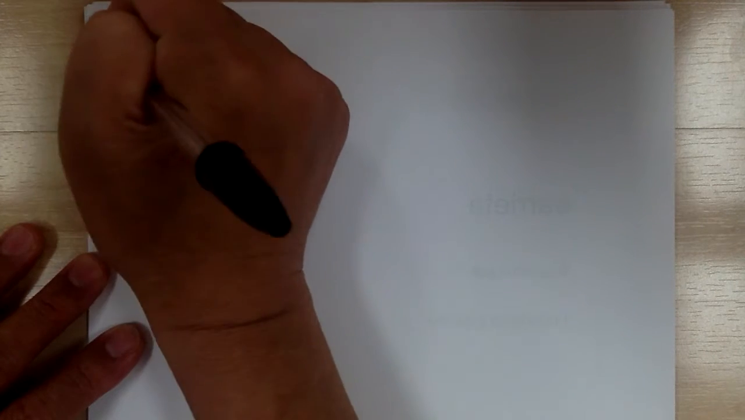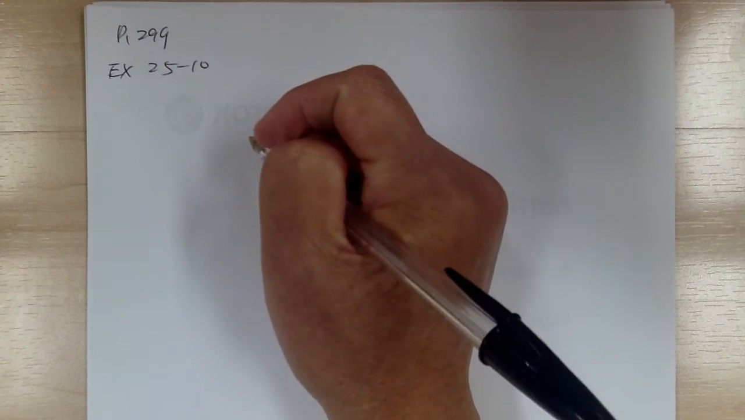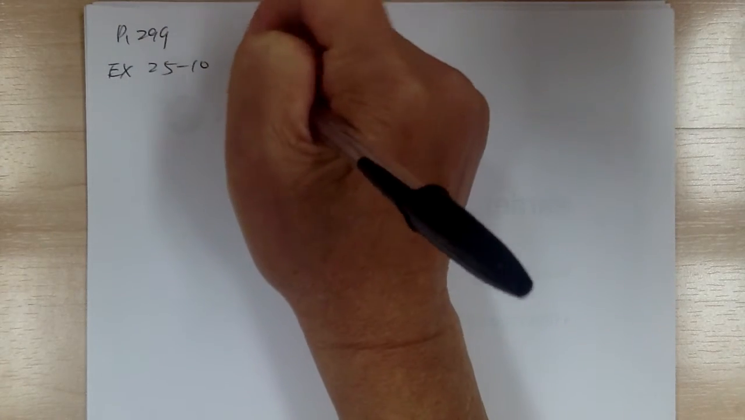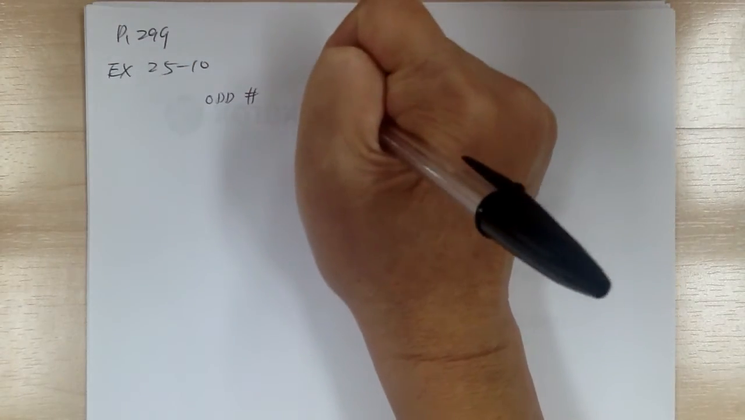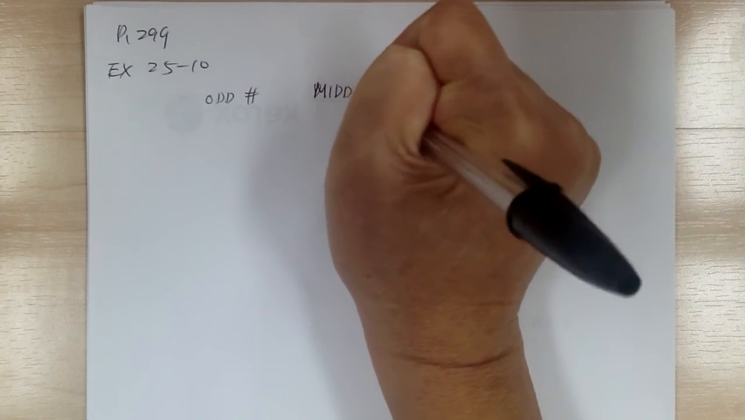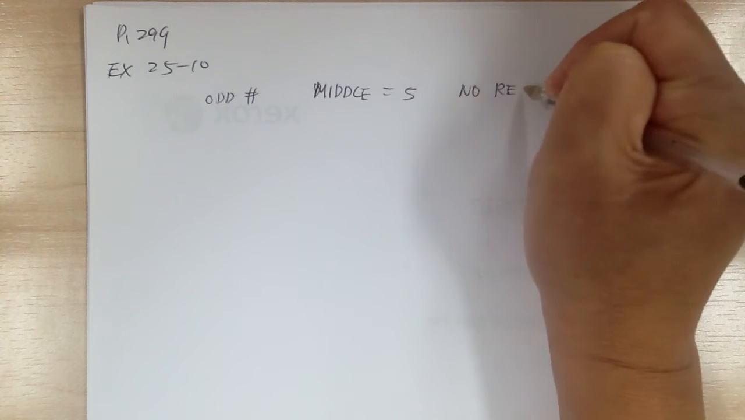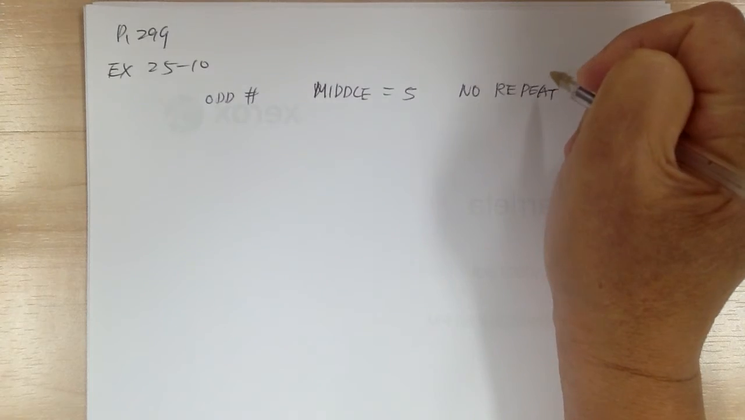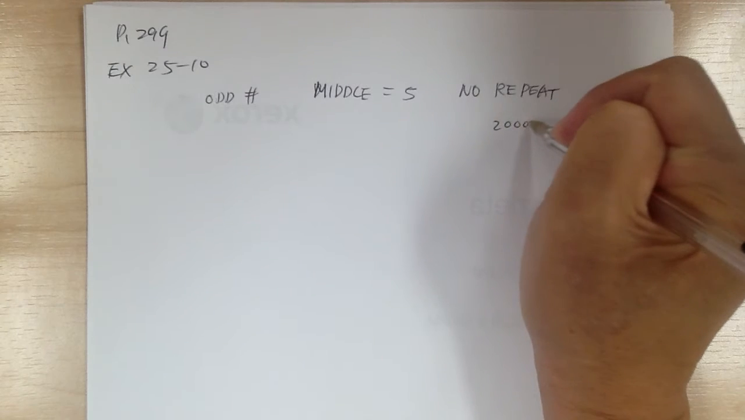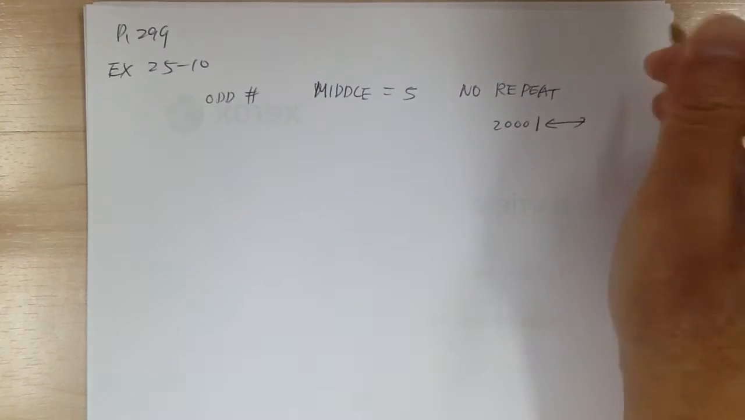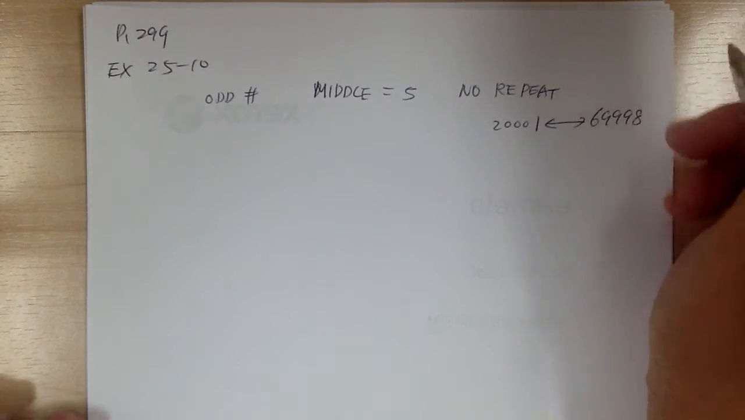Let's go to page 299, and let's do example 25-10. It says, how many odd numbers? So you can write down your criteria. It says odd numbers with middle digit equal to 5, and no digit repeated. And it's between, so the endpoints are not included. So you're looking at 20,001 to 69,998. For this one, again, you have to write out your cases.